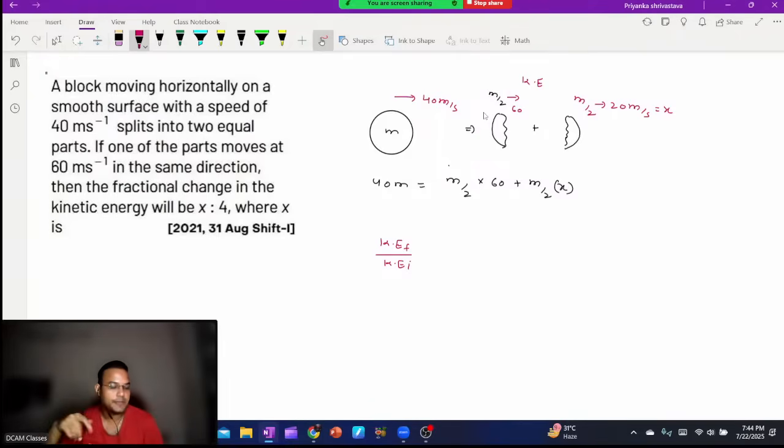नहीं राधिका, नहीं। You need not take the change in kinetic energy, delta K. You have to just find the value of final kinetic energy total divided by initial kinetic energy. You have to take the ratio, that's all. That's why you are getting the wrong answer, 1000 by 800. हाँ तो 5 by 4 आएगा तुम्हारा। Okay, so x की value 5 होगी.